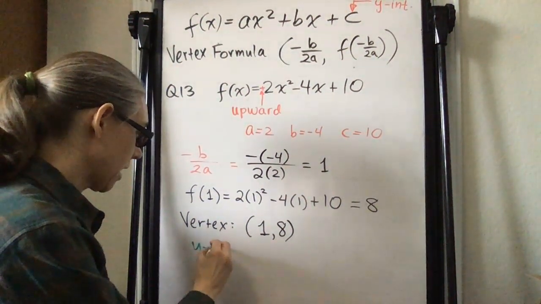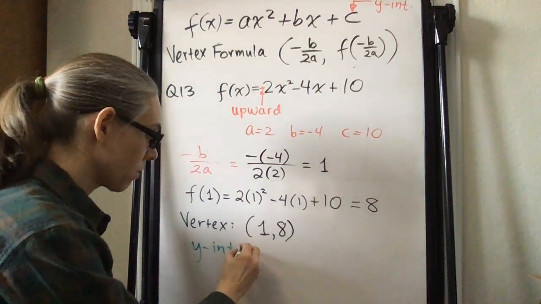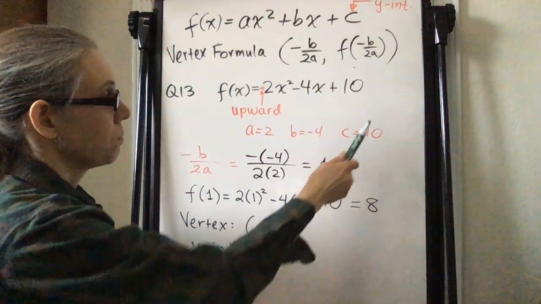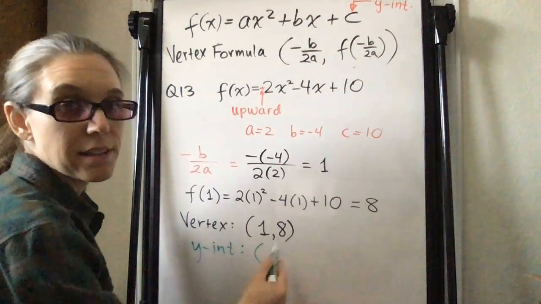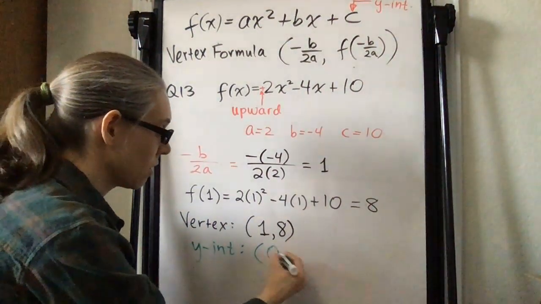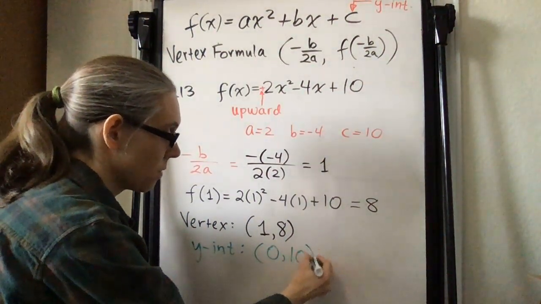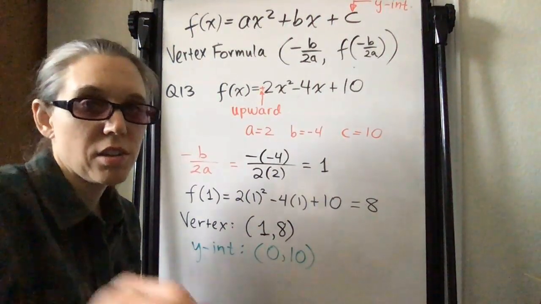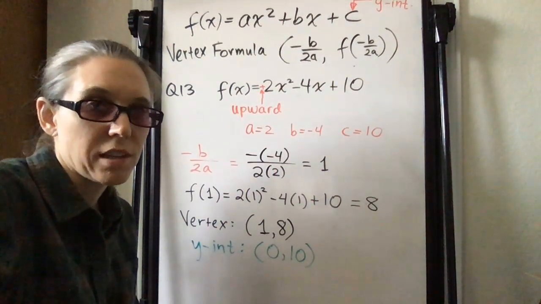The y-intercept, you don't even have to show any work for this. You just look at your c value, it's 10. So the y-intercept is (0, 10). So that's all you need to do for question number 13.